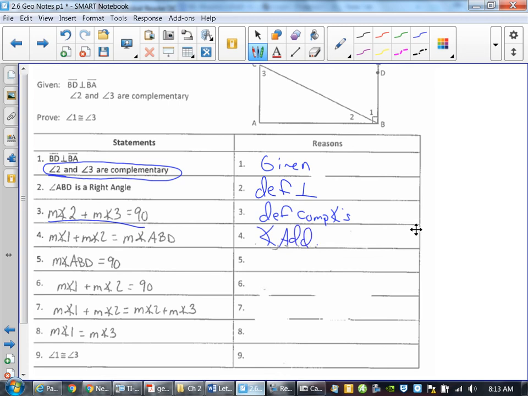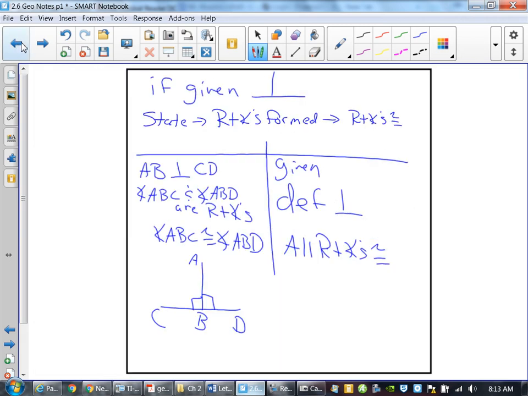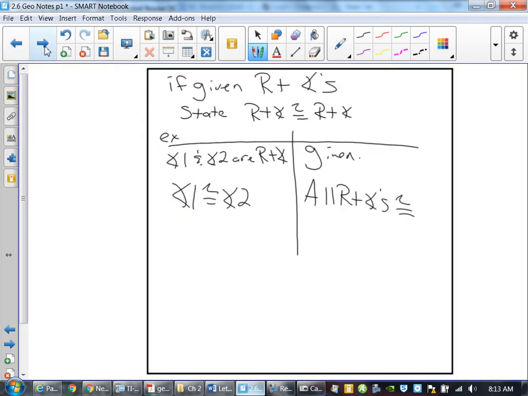Now, why does angle ABD have to equal 90? Because it's a right angle. Back here, we said it's a right angle, so you can use this. So on our progression, let me go back to that real quick with right angles. We have right angles formed, all right angles congruent.